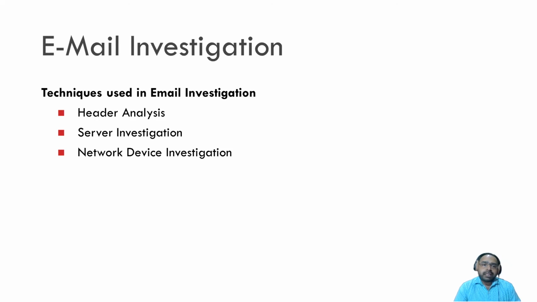Now, in case of email investigation, there are three main techniques used. One is header analysis, then server investigation, and third one is network device investigation. You can use header analysis in case of spoofed emails. Then you can perform server investigation in case of anonymous re-emailing from the server. Then you can also check the configuration of network devices. And if there is a problem, you can always correct it.